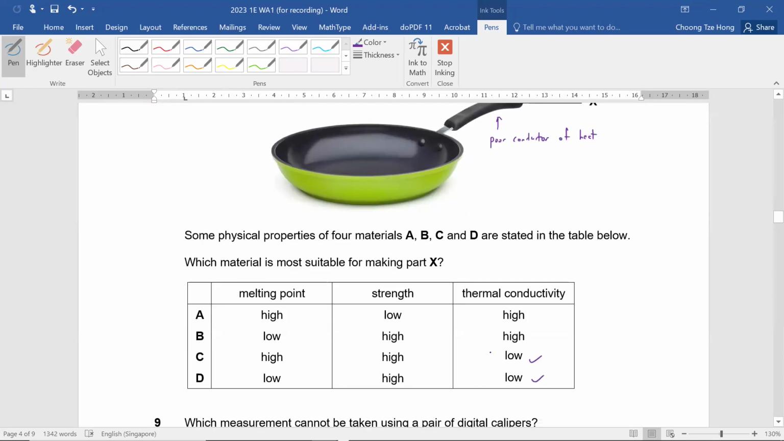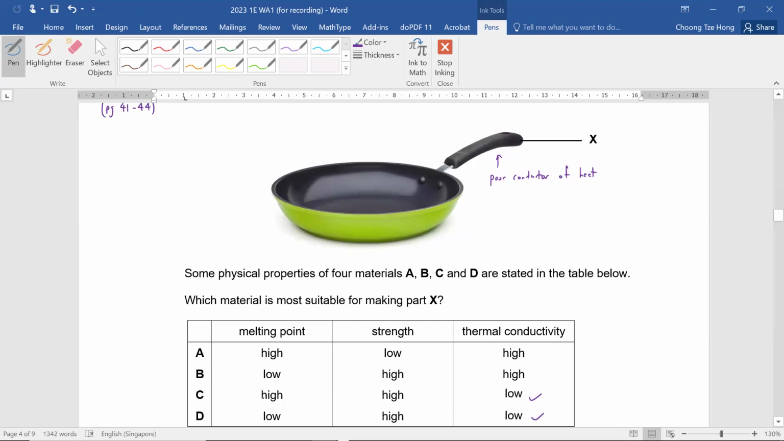Okay, let's look at melting point. Do you have a high melting point or low melting point? Remember now you're dealing with heat, right? If it has a low melting point, then it will melt at low heat, then the handle will not be very durable, right? Okay, so you should have a high melting point.